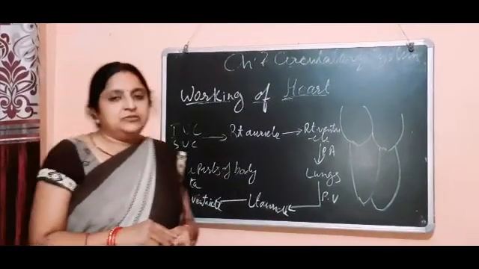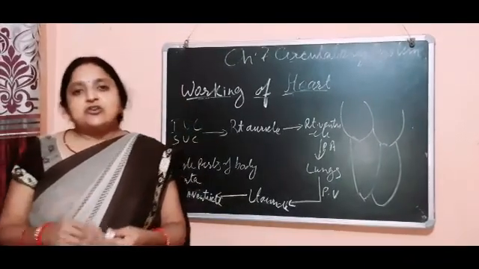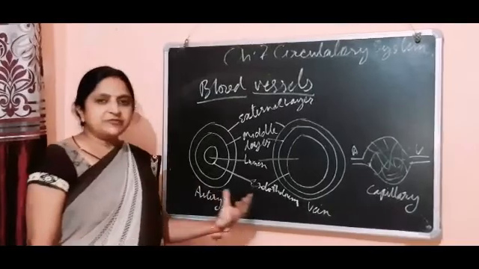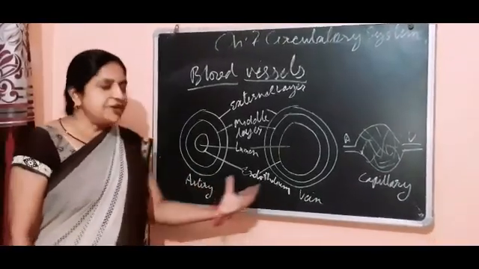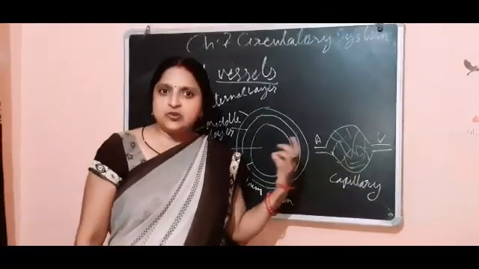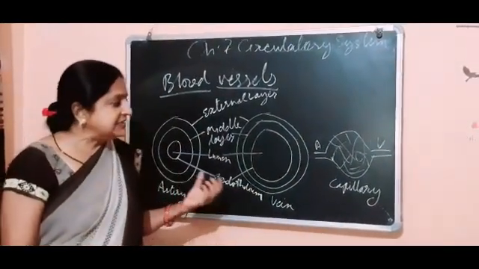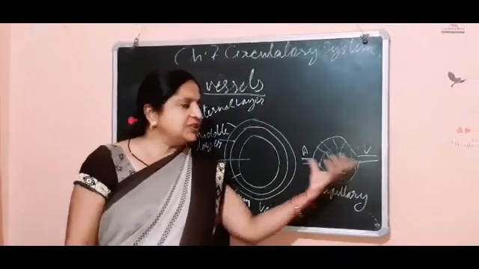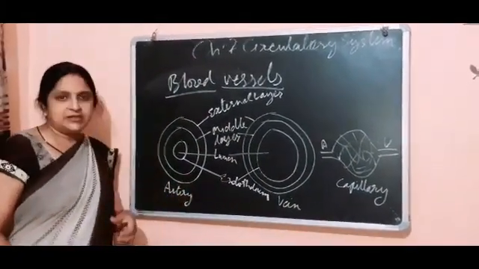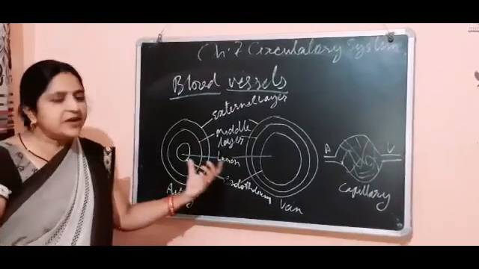Now we will study the structure of vessels. There are especially two types of blood vessels, artery and vein. One more vessel is also there, called the capillary. It is a microscopic vessel, and the function of a capillary is to join the arteries to the veins. Now let's study the artery and vein. This is the structure of an artery and a vein.